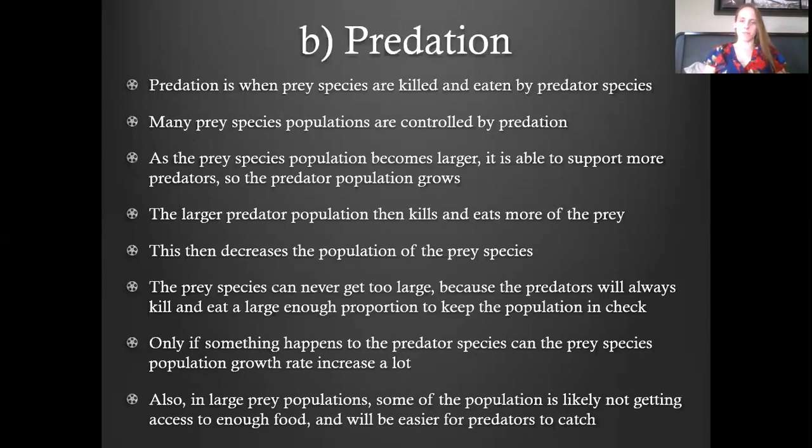Predation is when a prey species is killed by a predator species. Prey species are usually controlled by some type of predation. The larger the prey species, the more predators it can support, and therefore the larger the predator population gets, which then decreases the prey species. And in the next lesson, we will talk about how that works with predator-prey cycles.